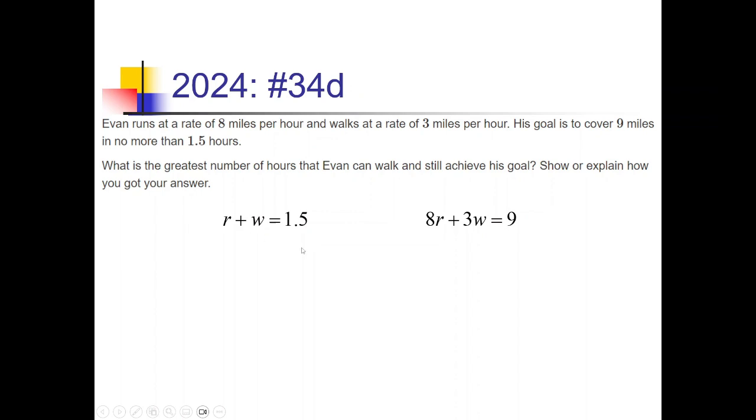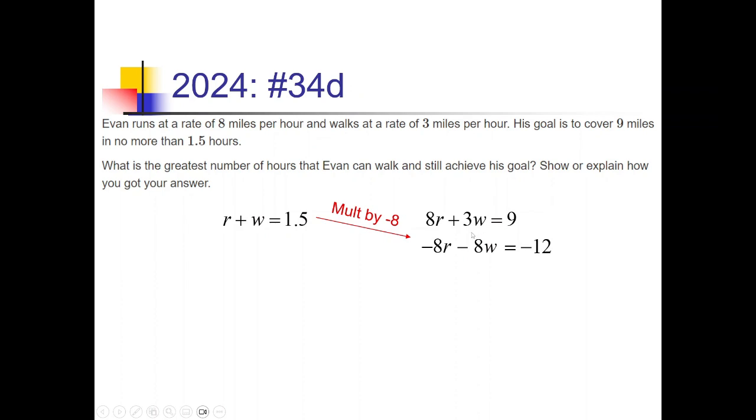I'm going to solve this by elimination again. And to get rid of R, I'm going to multiply this first equation by -8. Doing that gives me a -8R, which will cancel out with this R up here. And then we also have -8W. And let's see, -8 times 1.5, I think that's -12.